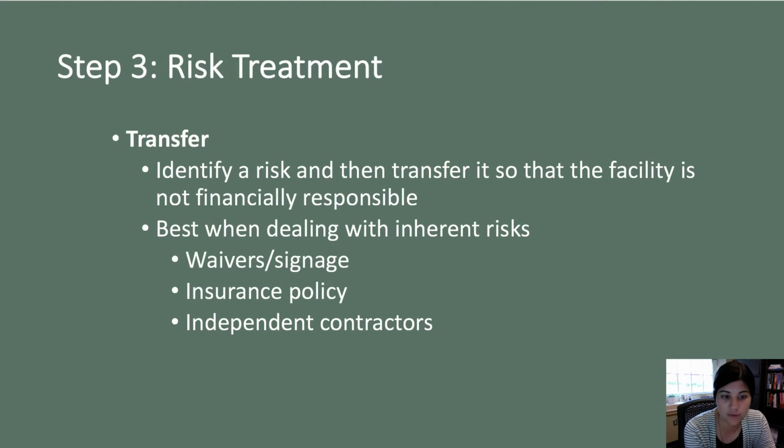So we might do that through a waiver, right? We might say, hey, this activity has dangers in it, but we're going to transfer the risk onto you, the patron, by having you sign a waiver. Same could be true of signage, right?